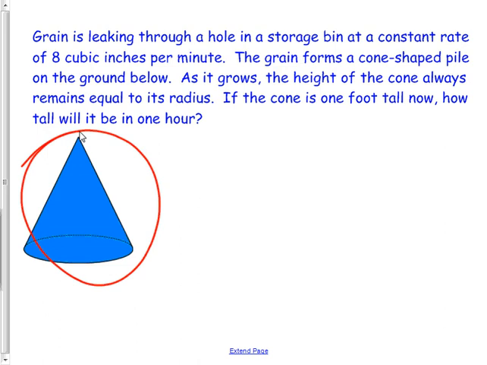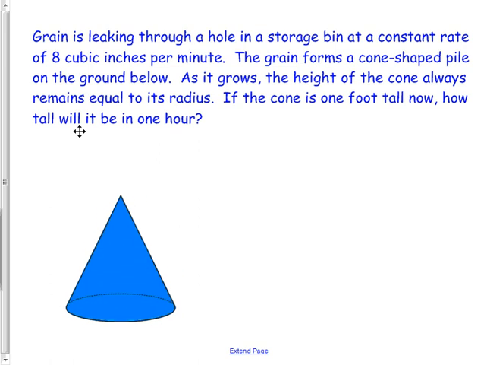So now let's read over the big picture. Grain is leaking through a hole in a storage bin at a constant rate of 8 cubic inches per minute. The grain forms a cone-shaped pile on the ground below. It's been dropping into this pile, and I don't know if you've ever seen that when you drop sand into a pile, it makes a cone shape. Same with grain, same with dirt. If it's ground up small enough, it'll make a cone-shaped pile.